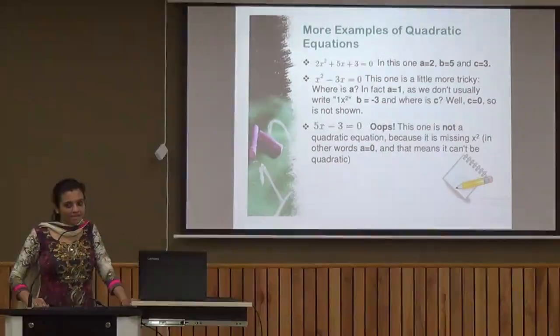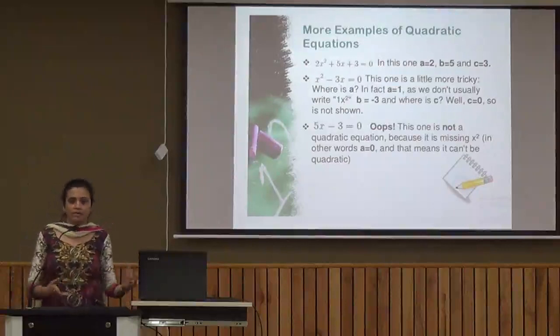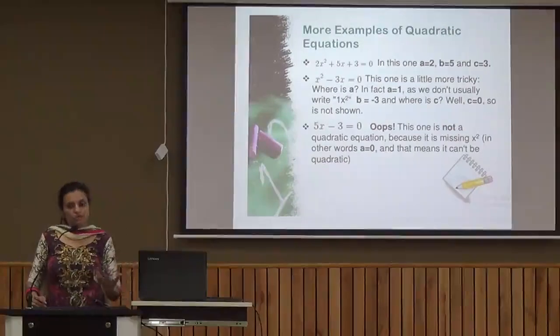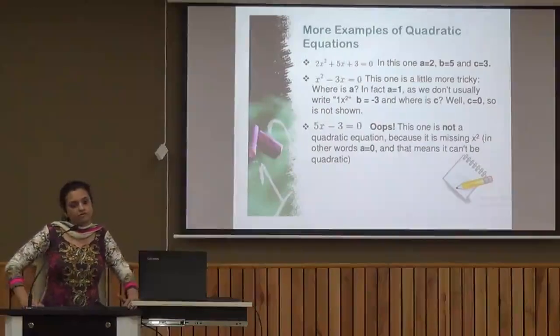Where is a? In fact, a is 1, as we don't usually write 1x squared. We simply write x squared. So, as I say, 1 is omnipresent. So x squared would mean 1x squared and a is 1. b is minus 3. And where is c? Well, c is equal to 0, so it is not shown. No need to write 0. Then, 5x minus 3 is equal to 0.